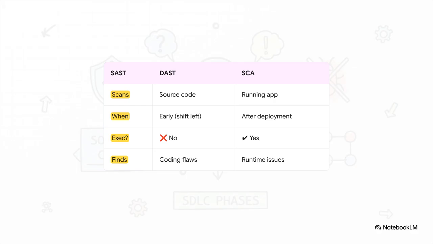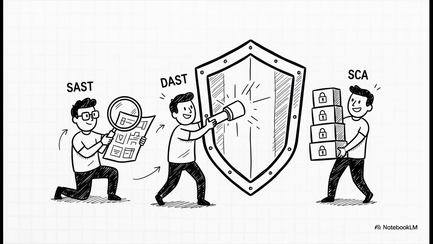It attacks your application while it's actually running, trying to find holes from the outside, things you'd only see in a live environment. And then you've got SCA, which does something totally different. It just looks at all the open source libraries you're using and checks if any of them have known security problems. So you see, they're not fighting for the same job. They're on the same team.